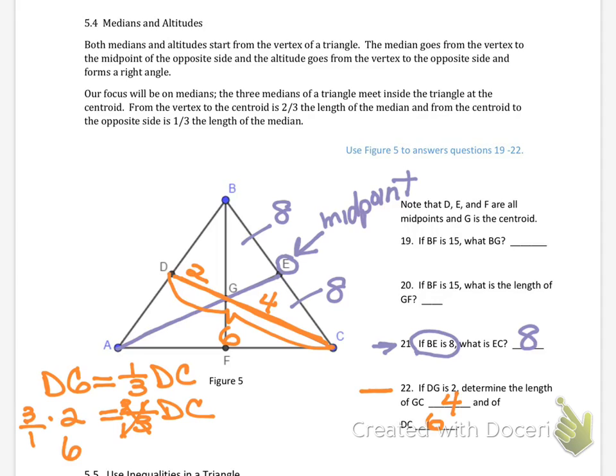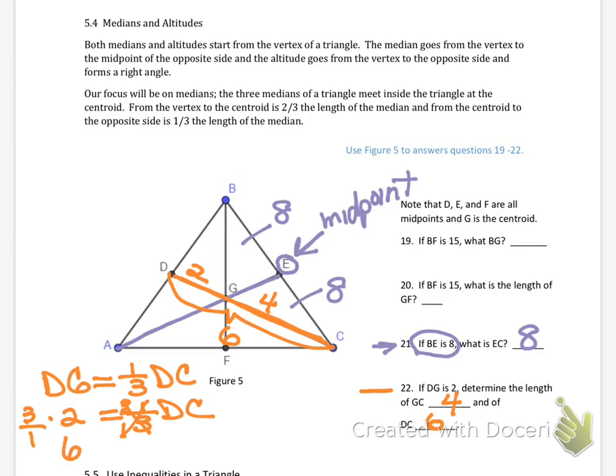So once I see that pattern, I can capitalize on it every time. So if they tell me that DG is 3, then I know that GC must be 6, because it's going to always be double it. If DG is 5, then GC has to be twice that, which would be 10. So you always have that relationship. What else do I know?